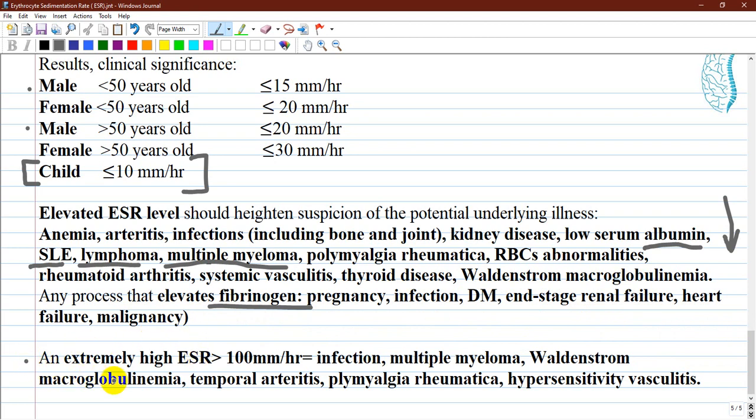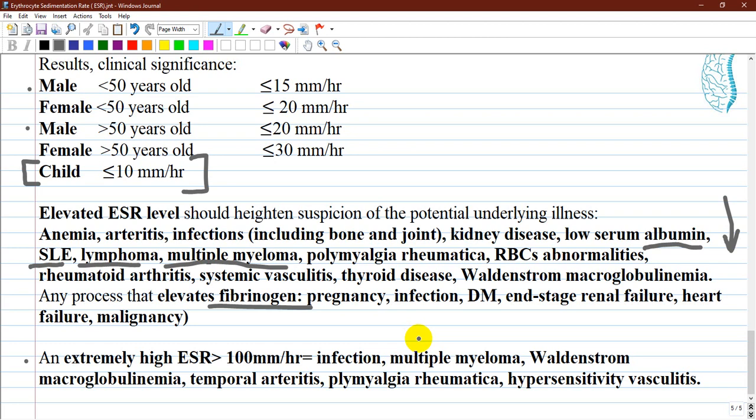And the last line is an extremely high ESR level, like more than 100 mm per hour, which could be equivalent to infection, multiple myeloma, Waldenstrom macroglobulinemia, temporal arteritis, polymyalgia rheumatica, and hypersensitivity vasculitis. So if you have a patient with more than 100 millimeters per hour sedimentation, you should suspect any of the diseases listed here. And of course, you indicate additional testing of the patient to confirm the disorder.